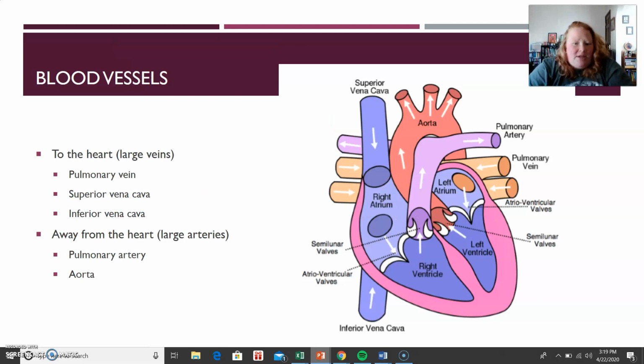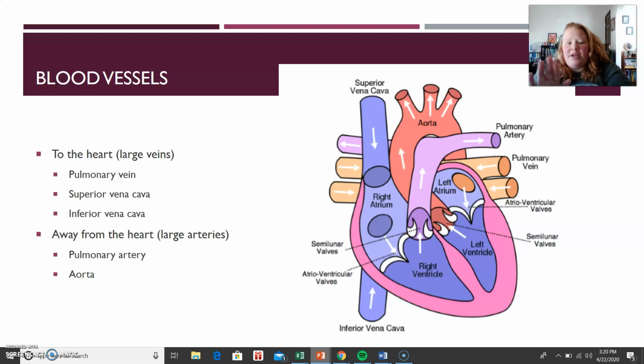Okay, so blood vessels. If we're talking about arteries and veins, veins go toward the heart. So your pulmonary veins go from your lungs to your heart. Your superior vena cava goes from the upper part of your body to your heart, and inferior vena cava goes from the bottom part of your body into your heart. These are very, very large blood vessels. And then your arteries go away from your heart. So your pulmonary arteries go away from your heart to your lungs, and then your aorta goes away from your heart to other arteries throughout your body.